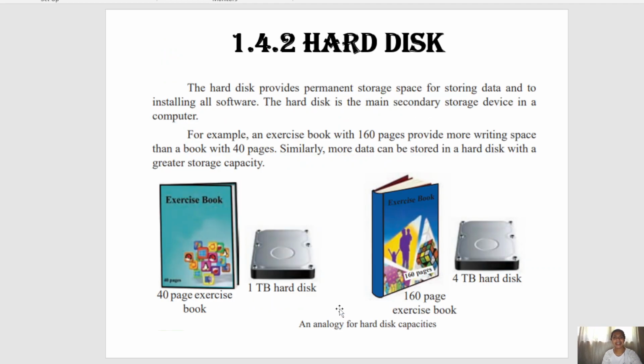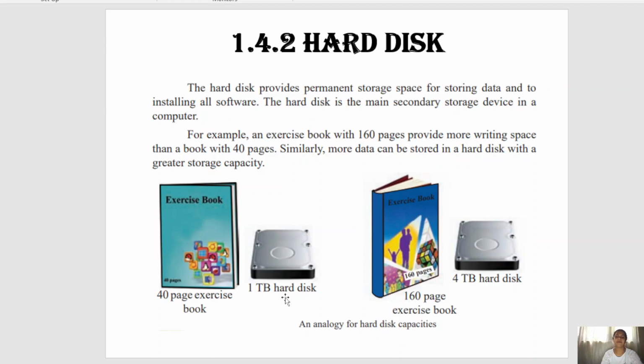When we talk about the hard disk, it provides permanent storage space for storing data and all software. The hard disk is the main secondary storage device in a computer. For example, an exercise book with 160 pages provides more writing space than an exercise book of 40 pages. Similarly, more data can be stored in hard disks with greater storage capacity.